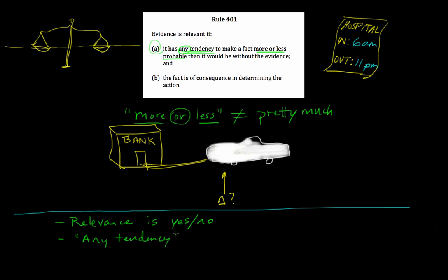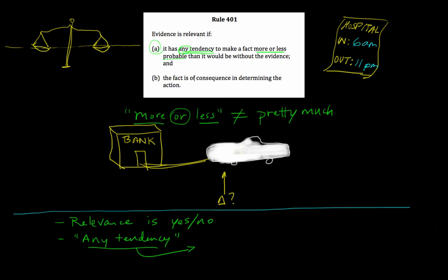See, any tendency here doesn't just refer to how strongly the evidence nudges us one way or the other. These words, any tendency, they also refer to how the evidence might nudge us. Okay, so any tendency, it doesn't have to directly show some fact. It doesn't have to directly show that a fact is more or less probable. It can also do it indirectly. Just as long as it logically has some tendency to make the fact more or less likely to be true, then that evidence could be relevant.